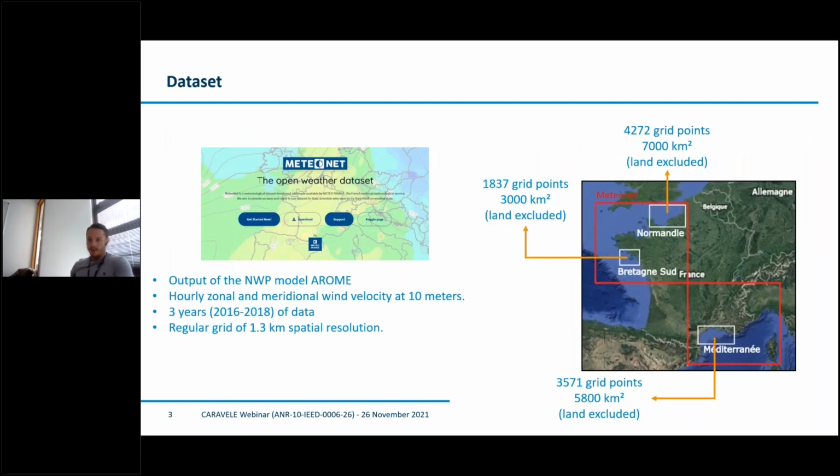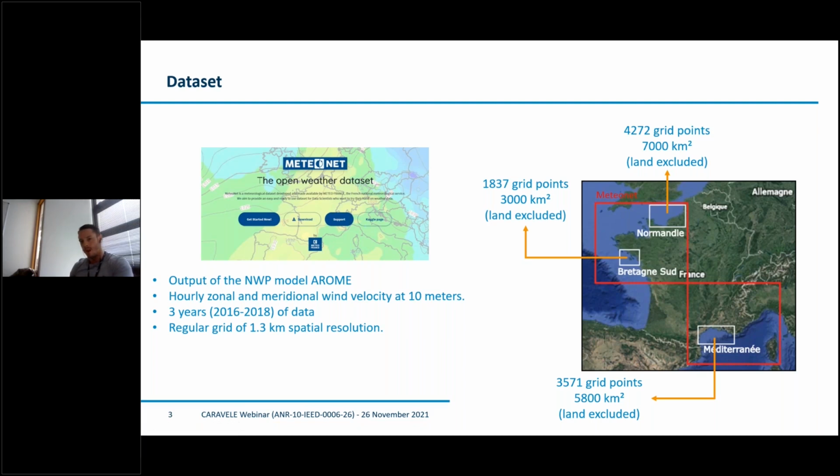The dataset used to develop the methodology is the MeteoNet dataset made publicly available by Météo France. This dataset is composed of output of the numerical weather prediction model AROME. There are the zonal and meridional wind velocities at 10 meters. This is a 3 years long dataset, and the zonal and meridional velocities are distributed on a regular grid of 1.3 kilometer spacing. The MeteoNet dataset covers 2 large areas, shown in red in the right-hand side figure.